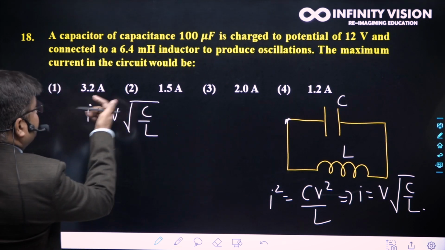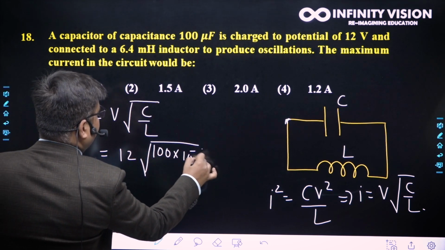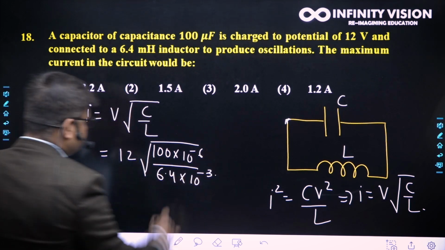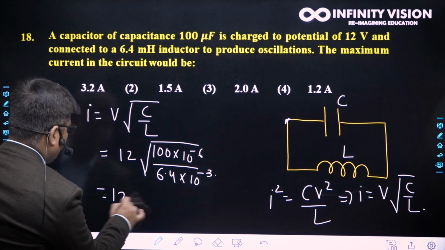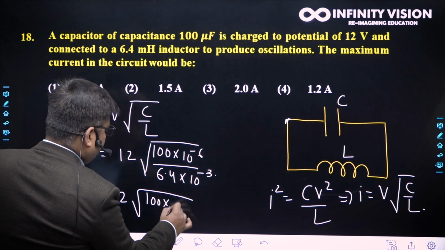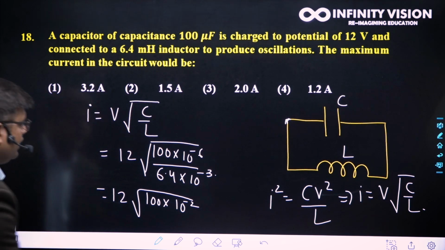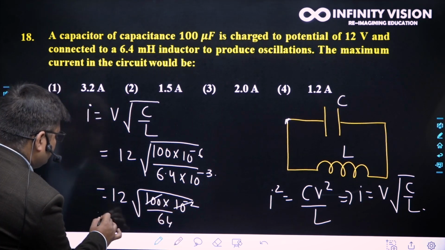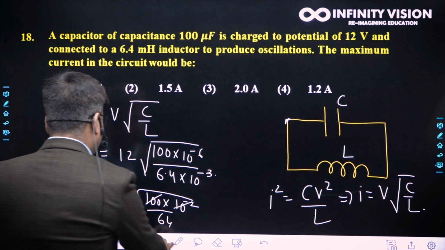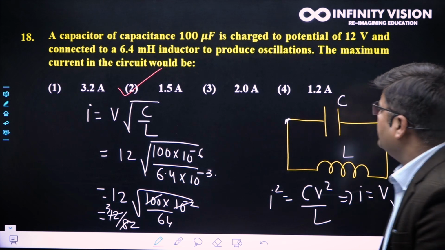So what is the value of V that is given? 12. And the capacitance is given as 100 microfarad, meaning 10 raised to the power minus 6. And this is 6.4 millihenry, 6.4 into 10 raised to the power minus 3. Just simplifying, 100 into 10 to the minus 6 over 6.4 into 10 to the minus 3 gives 10 to the minus 2 over 64 under the root. So this will be cancelled out in this, 12 by 8. 4 3s are 12, 4 1.5s are 6. So the maximum current will be 1.5 ampere. So the correct option is 3 by 2 ampere, or 1.5 ampere, for this particular case.